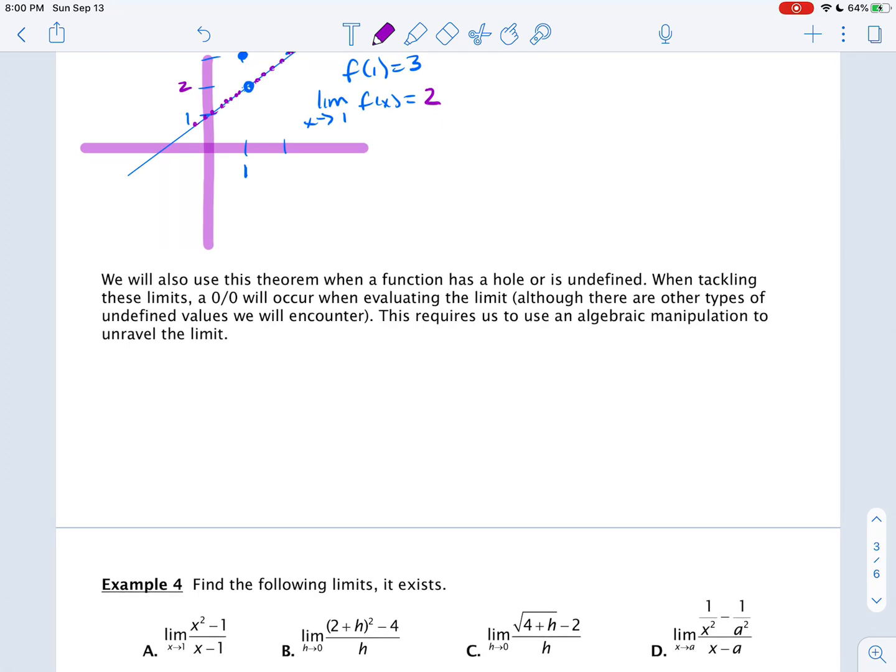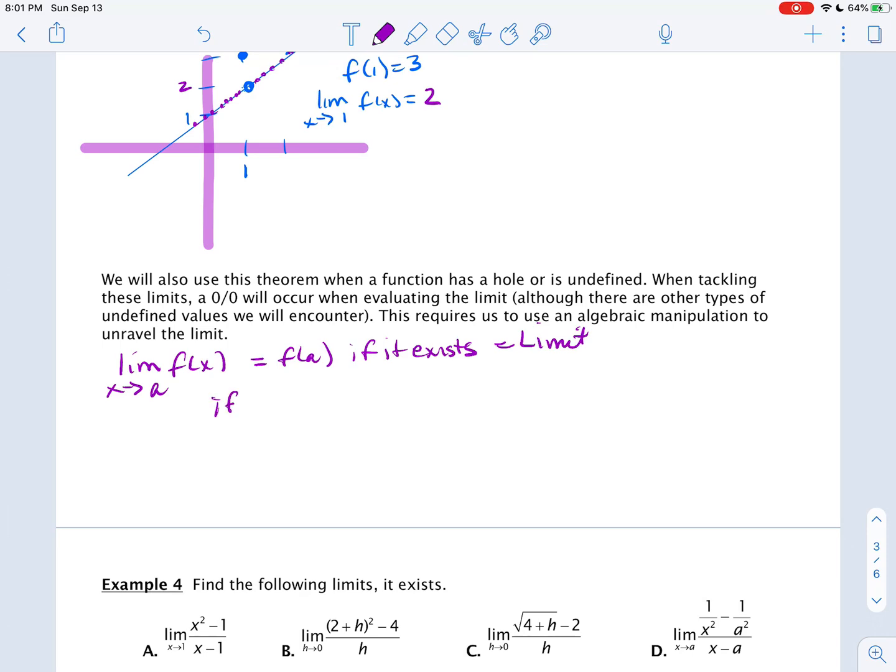Here it says we will also use this theorem when a function has a hole or is undefined. When tackling these limits, a 0 over 0 will occur when evaluating the limit, although there are other types of undefined values we will encounter. This requires us to use an algebraic manipulation to unravel the limit. So in other words, remember, whenever we have the limit as x approaches a of f of x, we want to try f of a, and if it exists, it equals the limit. Okay, so that's our first approach.